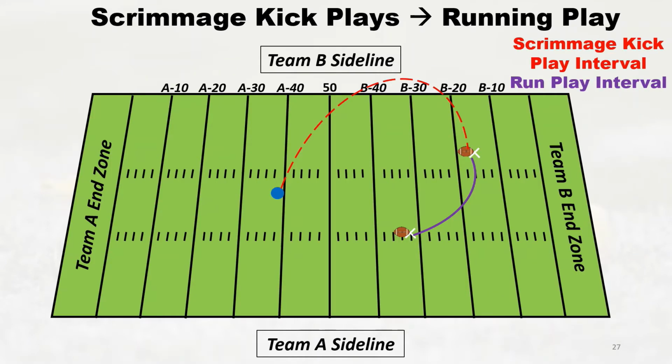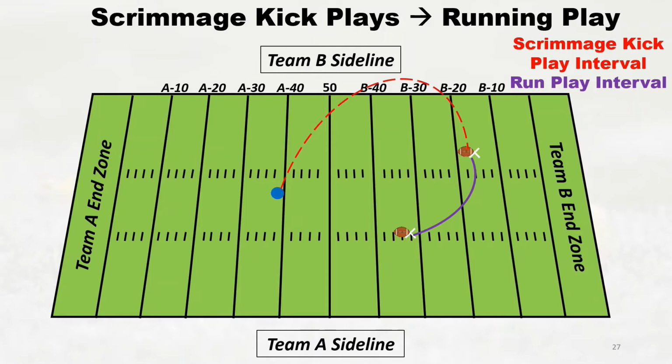So we got our punt laid out here. The punt portion of this down, the scrimmage kick play interval or segment, is from the snap and while the ball is kicked in the air until it becomes dead by rule or possessed. So in this case, it was possessed by the receiving team. And then once it's possessed, our scrimmage kick play interval, that segment of this down, is over. And now we're into a run play interval. And that's where our running play rules come into effect.